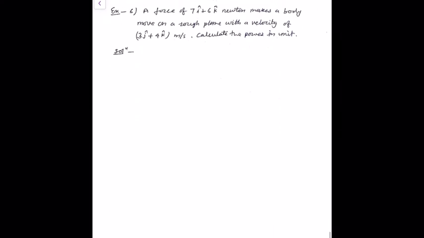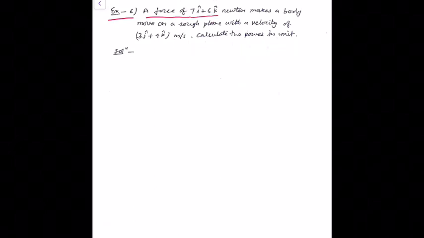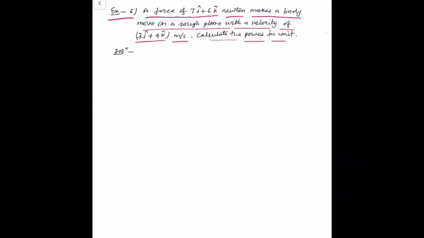And next, example 6. A force of 7i cap plus 6k cap newtons makes a body move on a rough plane with a velocity of 3j cap plus 4k cap meter per second. Calculate the power in unit. Power P is equal to F vector dot V vector. Put the value of F vector and V vector.